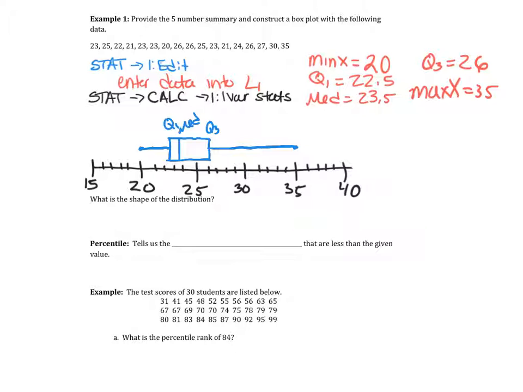Okay, so again, it's important you use even increments so that with this next question, when we're determining the shape, you have an accurate representation of the lengths of each of those whiskers. Determining the shape, our right whisker is longer than the left, and our median is more towards the left of that box, which means we're going to be skewed right.